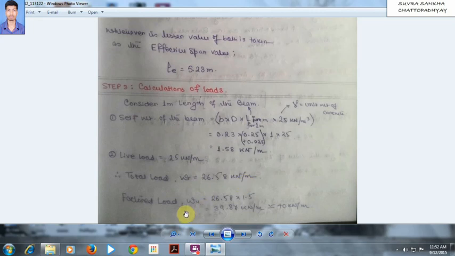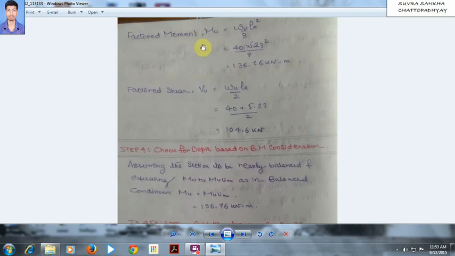For calculating the factored load, we multiply the total load by the partial safety factor, which for load is 1.5. So we get 39.87 kilonewton per meter, which we take as 40 kilonewton per meter. Next we calculate the factored moment Mu, which is Wu Le square by 8, giving 136.76 kilonewton meter. The factored shear Vu is equal to Wu Le by 2, which gives 104.6 kilonewton.